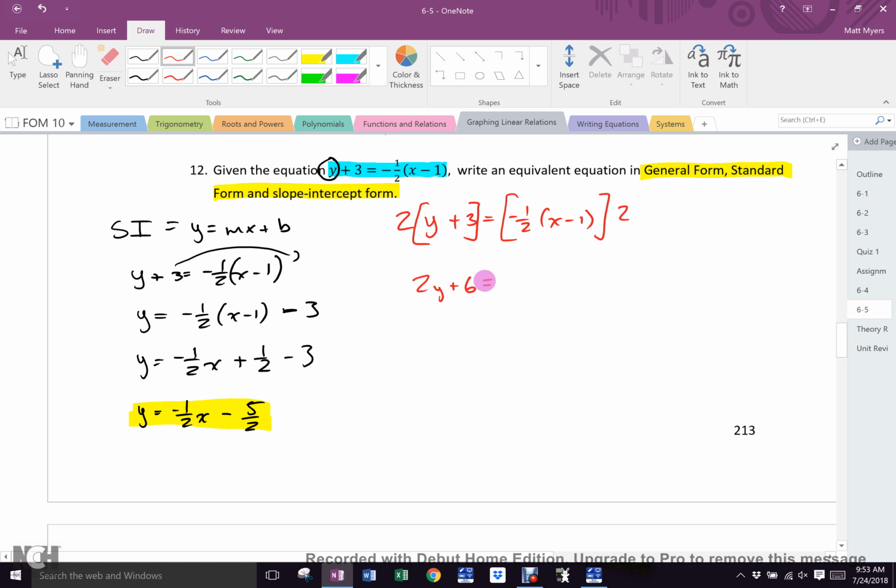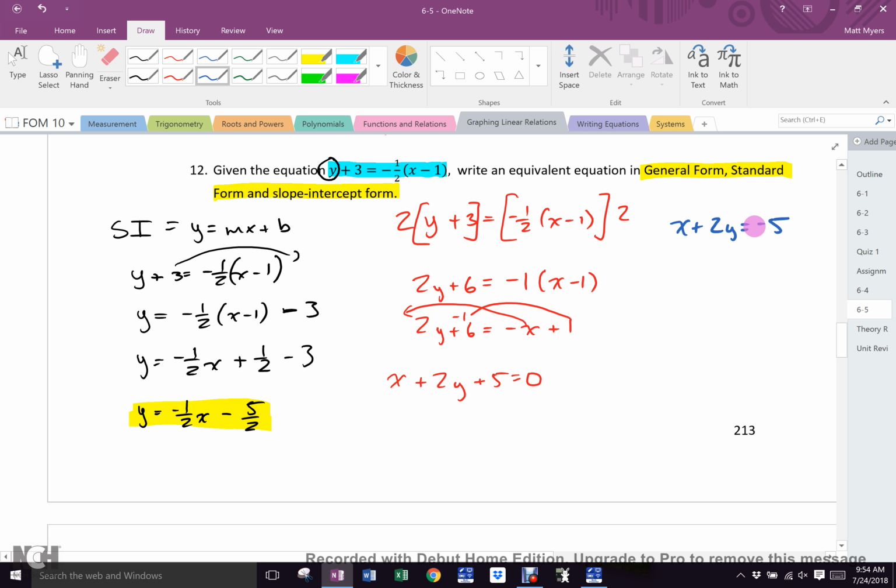2y plus 6 equals -1 x minus 1, because the 2's cancel. Then 2y plus 6 equals -x plus 1. Negative x is not allowed, so I'm going to bring it over here, x plus 2y, and I'll bring that 1 over here, becomes -1. 6 minus 1 is 5, equals 0. And then, lastly, that's general form. Standard form, x plus 2y equals -5.